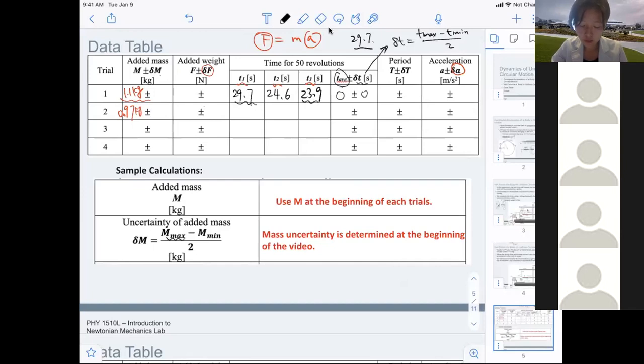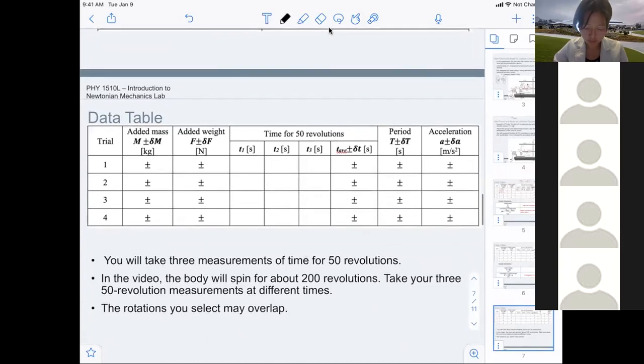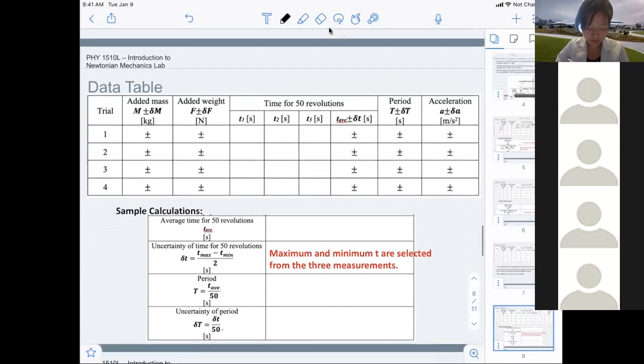Now you found your time for 50 revolutions for the 1100 grams. How do you get the period, which is the time for 1 revolution? Well, to get 1 revolution, you simply divide by 50. Okay, so going to the t average and divide by 50, that is your time for 1 revolution. And the uncertainty of that is also divided by 50: the uncertainty of your 50 revolutions time divided by 50, and that is your delta capital T, okay?